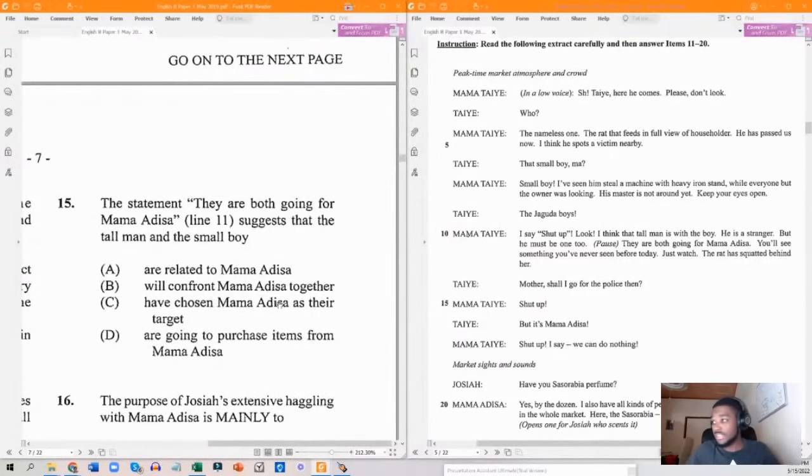All right, number 15. The statement, they are both going for Mama, what's her name, Adisa, in line 11, suggests that the tall man and the boy, so we're looking at line 11. What does line 11 suggest?